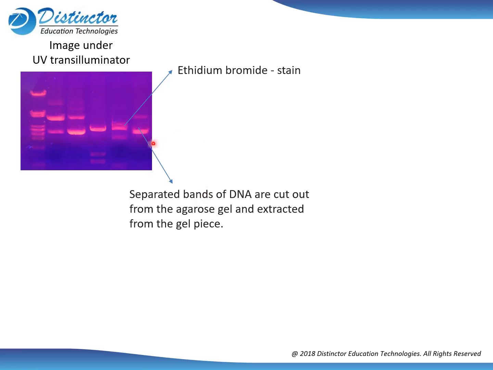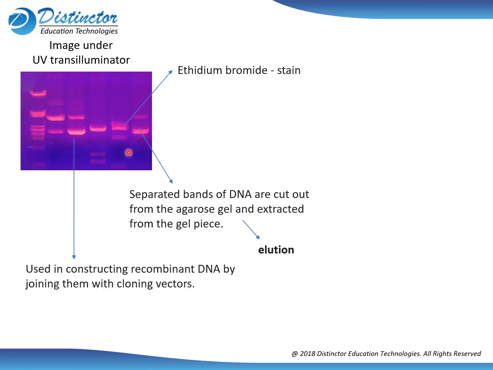That process is called the elution process. So we are going to remove one component from another component. Once we separate the DNA fragments, they are going to be our gene of interest, so that we can use them for the construction of a recombinant DNA by joining them with cloning vectors. We will be studying what the cloning vectors are. Till now we learned that they are going to be joined with the vectors. So you just remember that it is going to be joined to the vectors.